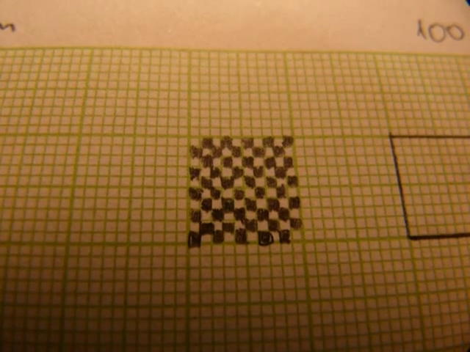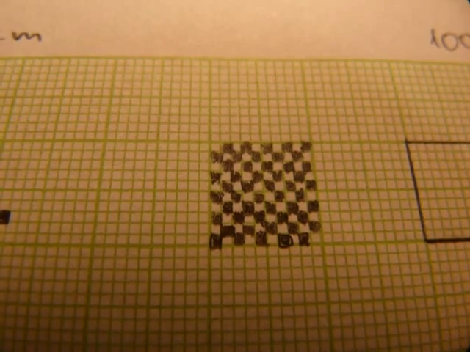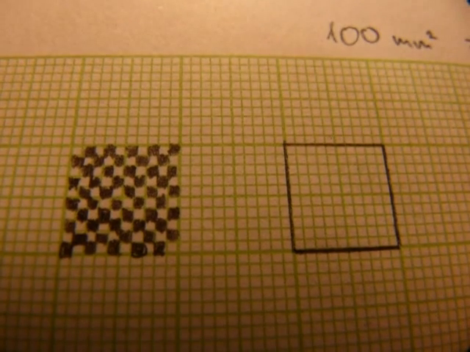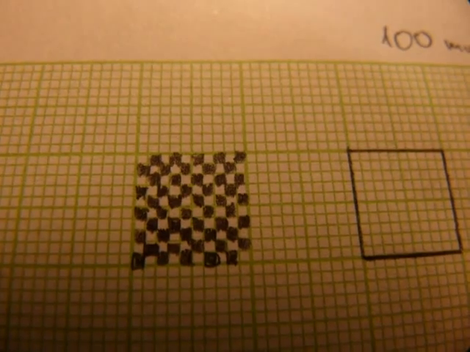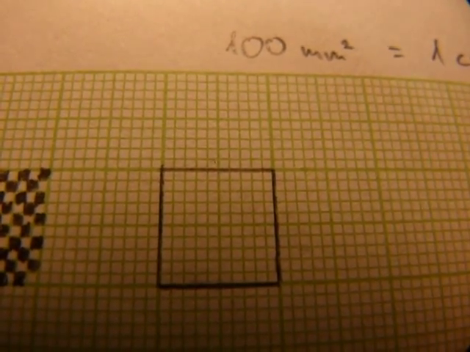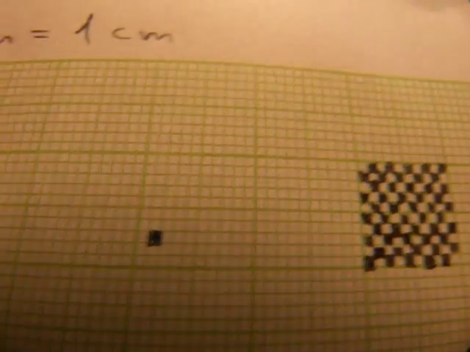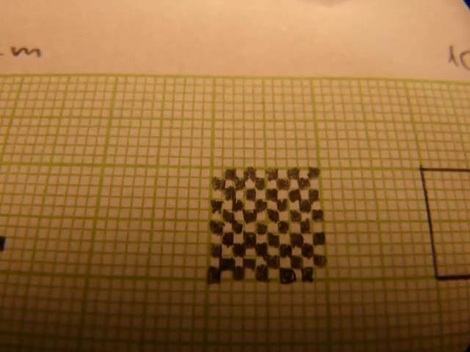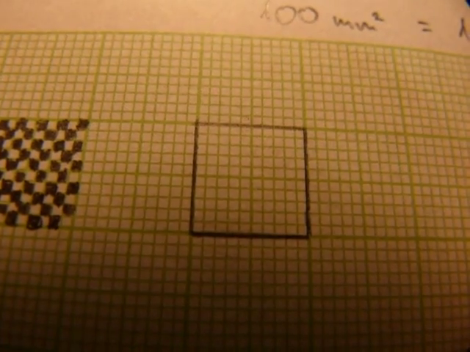The square millimeters, I just filled in every second one, so you can see this checkered pattern. To fill in 1 square centimeter, I need 100 square millimeters. Okay? There is again 1 square millimeter. There are 100 square millimeters. 50 of them are colored in, and 50 of them I left blank. So you need 100 square millimeters to make 1 square centimeter.